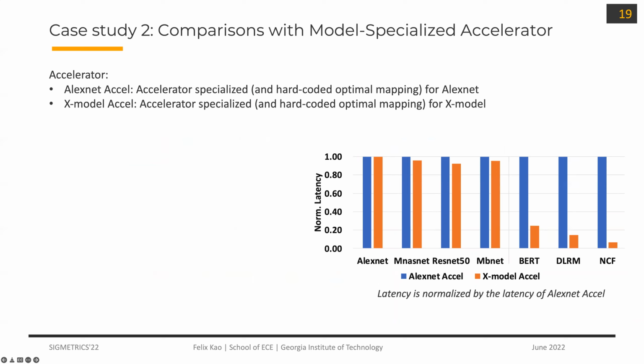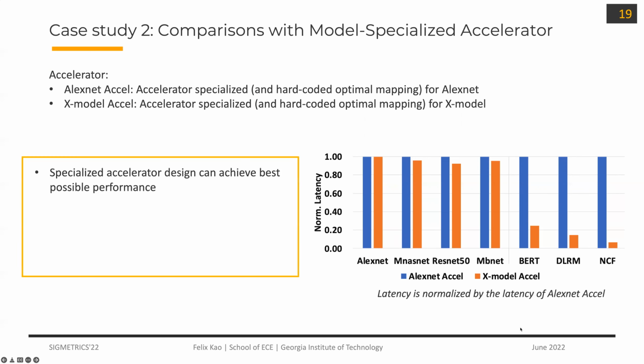For example, the blue bar here in MNASNet means I take the exact Alexnet accelerator and directly run MNASNet on it without any tuning. What is the performance? And the orange bar here means what if I completely redesign the accelerator to tailor for MNASNet? What is the best possible performance? Apparently, the specialized accelerator, the orange bar, can achieve better performance than directly using Alexnet accelerator, the blue bar.